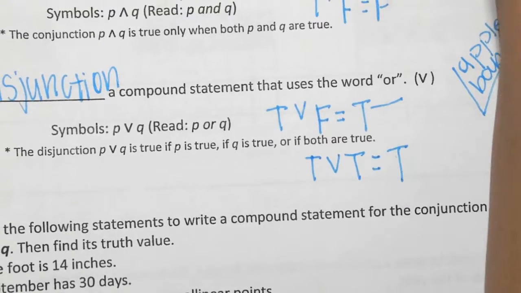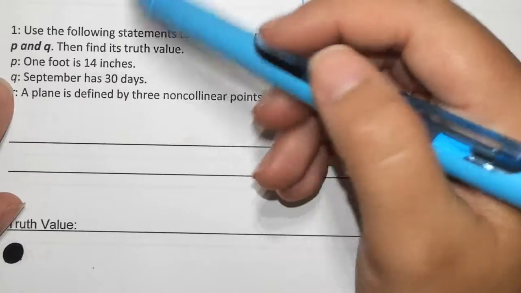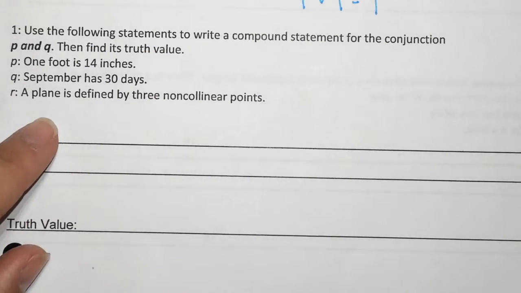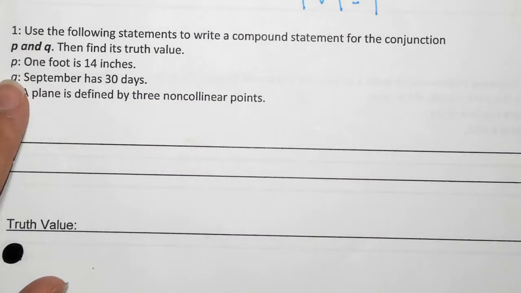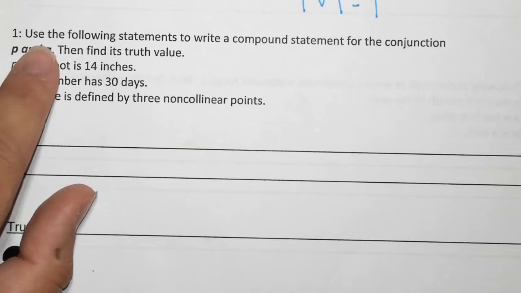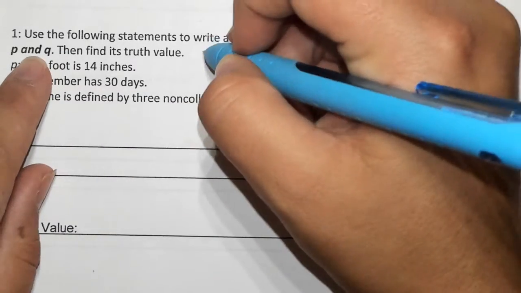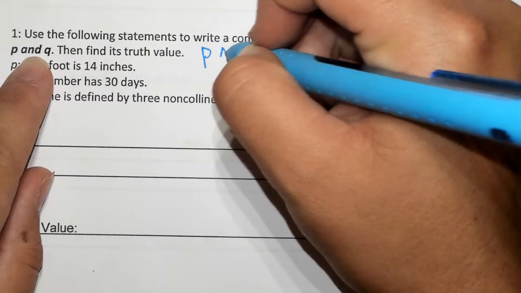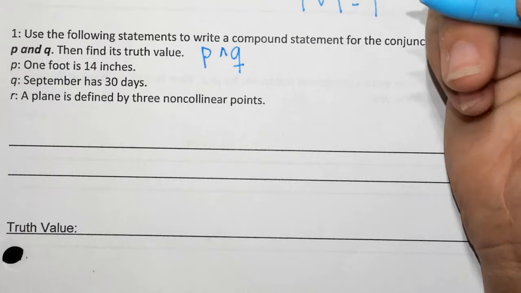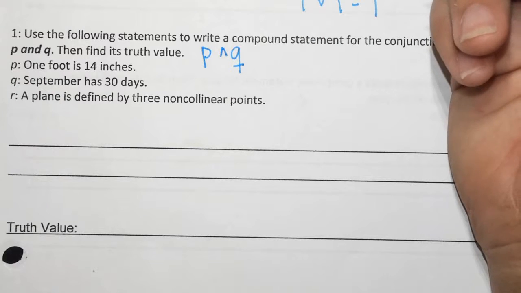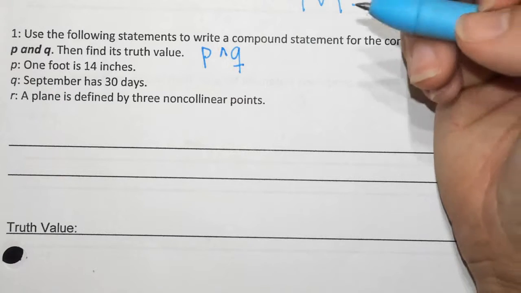Because you only have to have at least one. Alright, so let's put all this knowledge to work. First of all, here's our example. How many statements do we have right here? 3. What are the names of these statements? P, Q, and R. What is the statement we're writing? P and Q. How do you write that in symbols? P and Q.